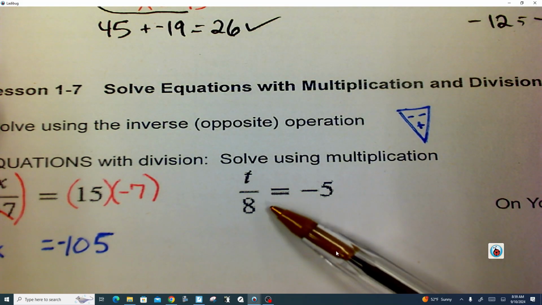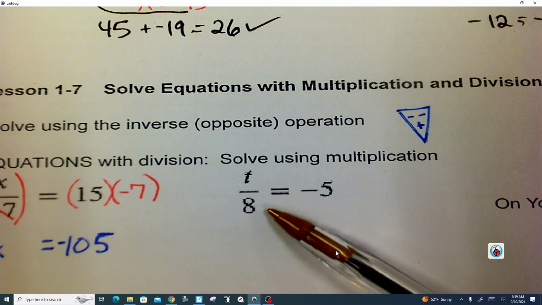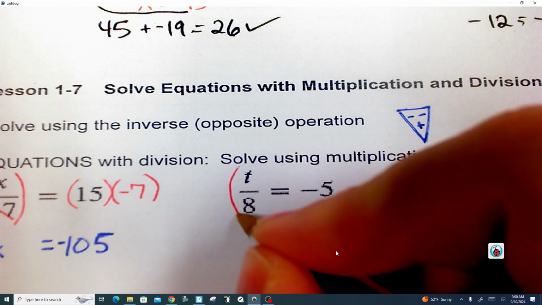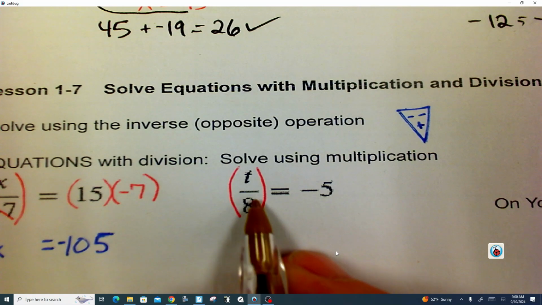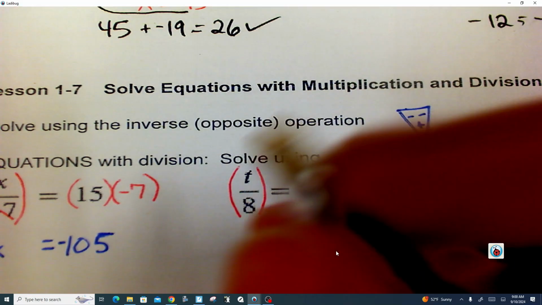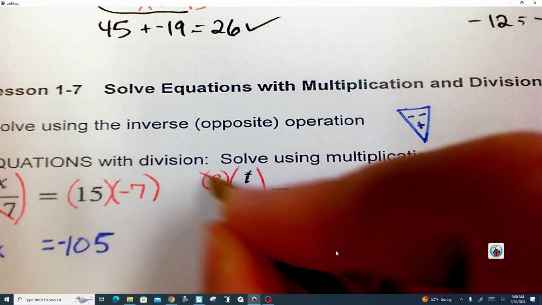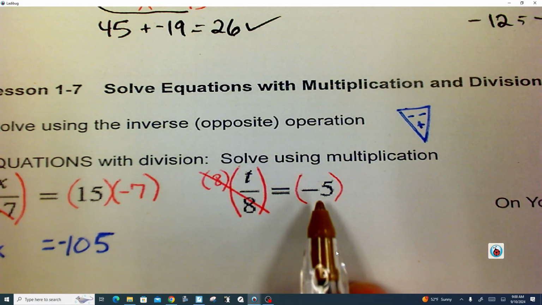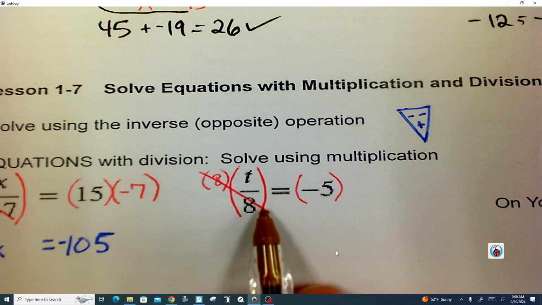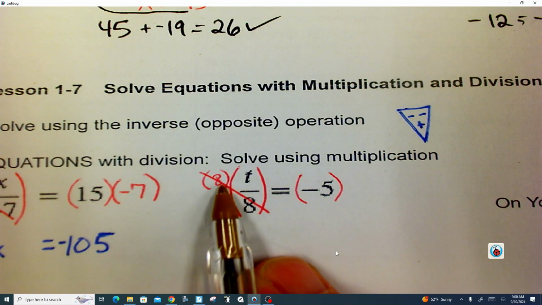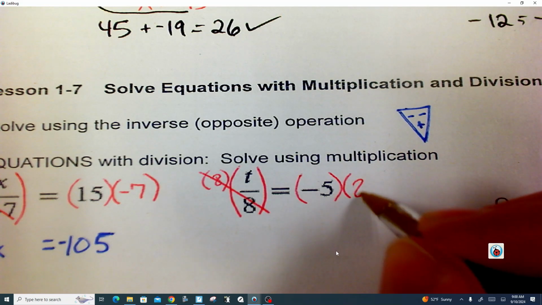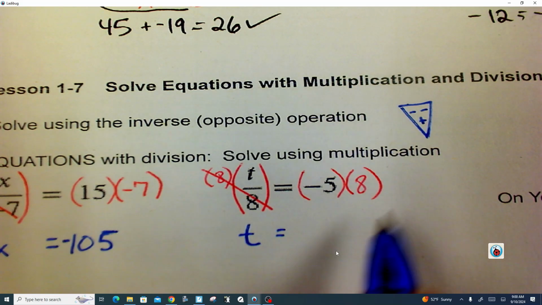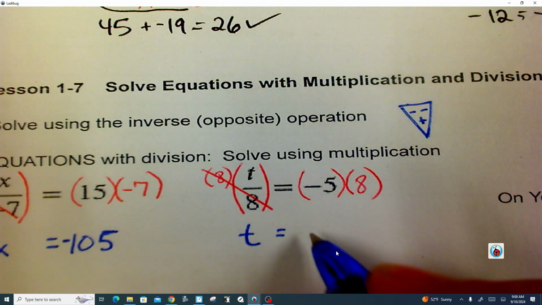T is being what by 8? Divided. So what's the opposite of division? So I want you to put parentheses around that. Is this a +8 right here? Carry that +8 right up here to the side. Boom. So what happens with this side? Well, we need to multiply the entire right side by +8. So we multiplied the left side by +8. Let's just put a +8 right here. This is a lot easier. The t would come straight down. And what's -5 times 8? -40.